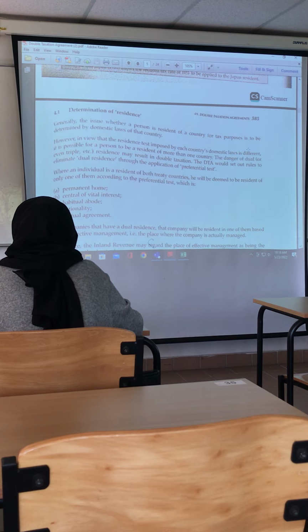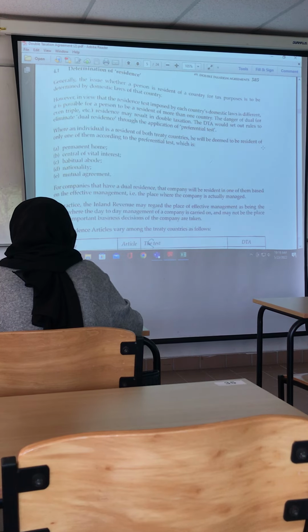When an individual is a resident of both treaty countries, they will be deemed to be resident of only one, depending on the preferential tax. Where is your permanent home? Which is your central or vital interest, your habitual abode? Where do you normally stay? You may have a permanent home in Australia, but most of the time you stay in Malaysia. And then your nationality and mutual agreement.